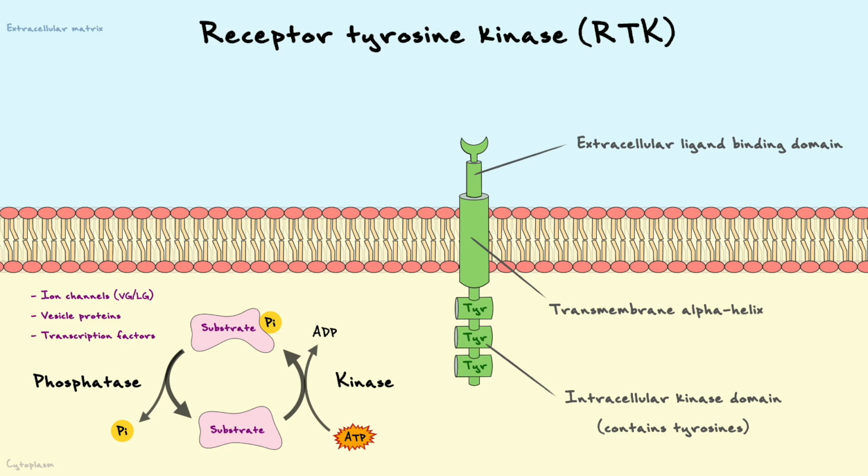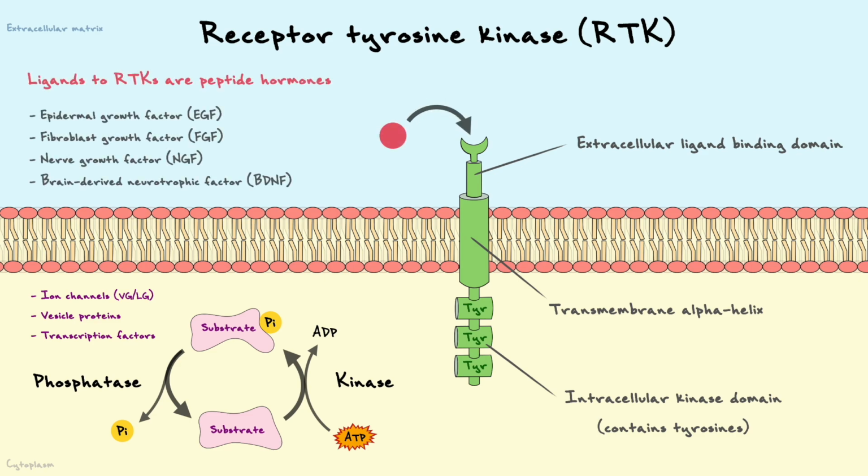As mentioned earlier, the receptor has a ligand binding site. In contrast to GPCRs that are commonly activated by typical neurotransmitters like dopamine, glutamate, acetylcholine, and so on, RTKs are commonly activated by peptide hormones such as epidermal growth factor, fibroblast growth factor, nerve growth factor, and brain-derived neurotrophic factor.